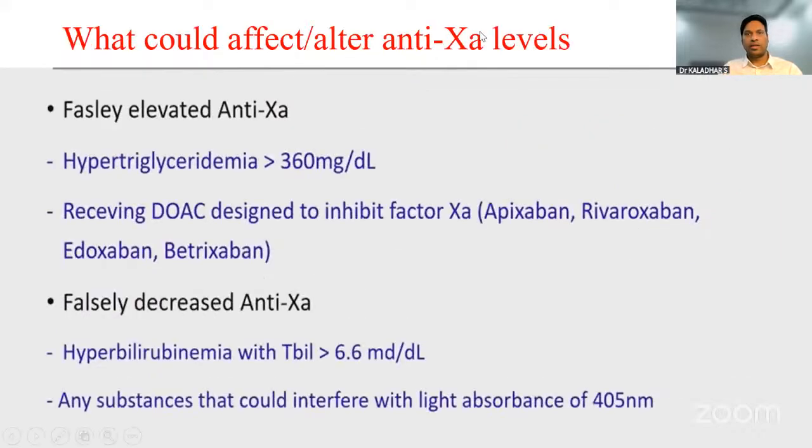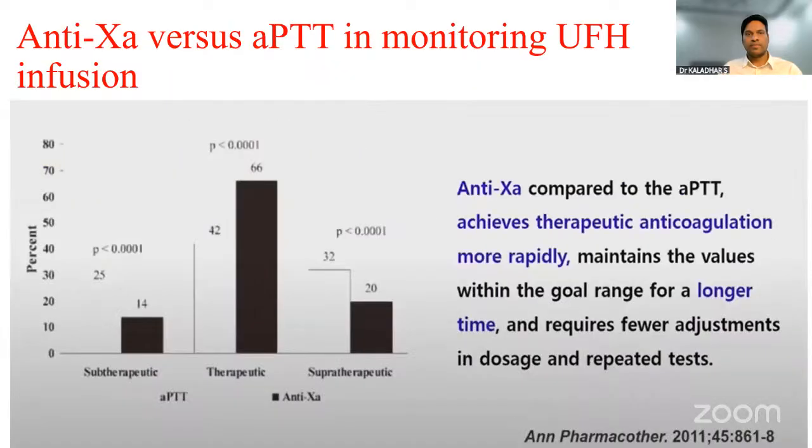So the different limitations of anti-factor 10A are: it is falsely elevated in hypertriglyceridemia, like more than 360, and in patients receiving apixaban or rivaroxaban. It is falsely decreased in hyperbilirubinemia, especially more than 6.6, and by any substances that can interfere with 405 nanometer absorbance light, where we pick up this anti-factor 10A chromophore. So that is the reason it is affected in these situations.